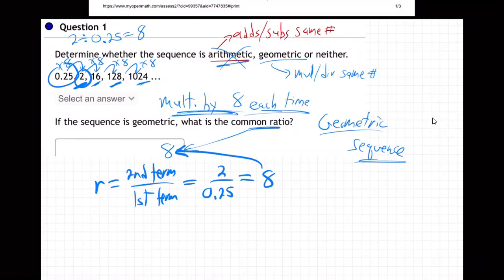So again, remember arithmetic is adding, subtracting, right? When you were a kid and you studied arithmetic, you learned to add and subtract. So an arithmetic sequence adds or subtracts the same number. Geometric's higher level, multiplies or divides the same number. This is a geometric sequence, it's multiplying by the same number, 8 thus being the common ratio. And so there we go.